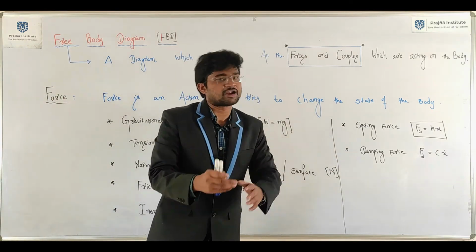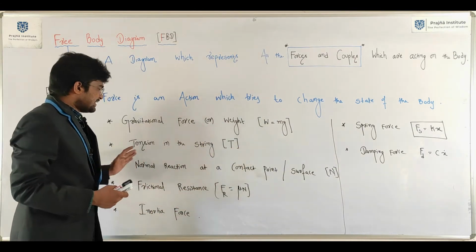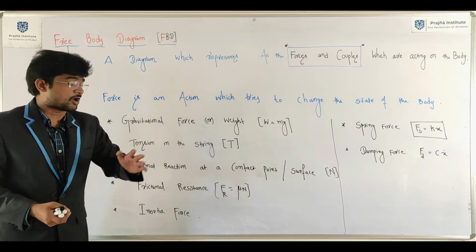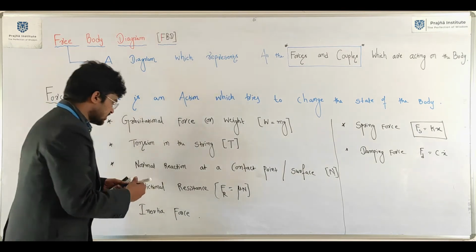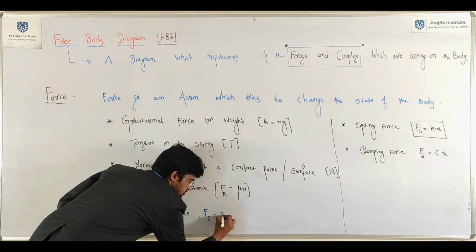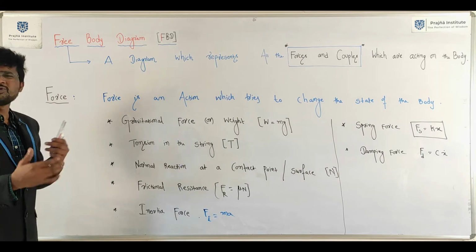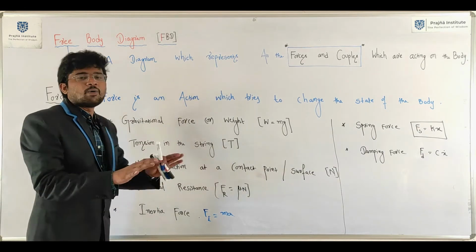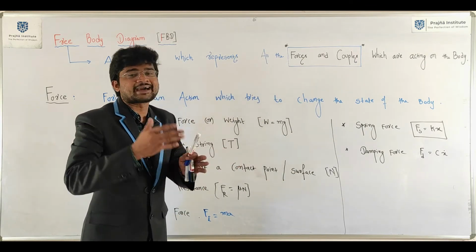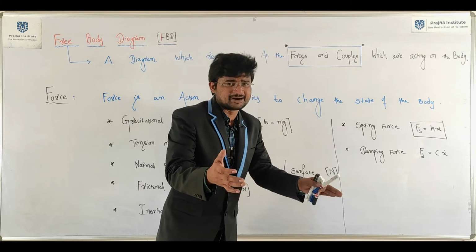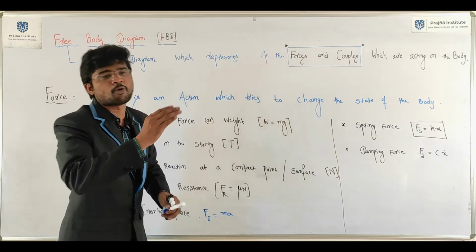These two forces are not required for civil engineering students. First gravitational force, tension, normal reaction at a contact point or contact surface, frictional resistance, inertia force equal to ma, spring force and damping force. Move one by one, step by step. Our aim is to draw the free body diagram for the body. A free body diagram consists of forces and couples.